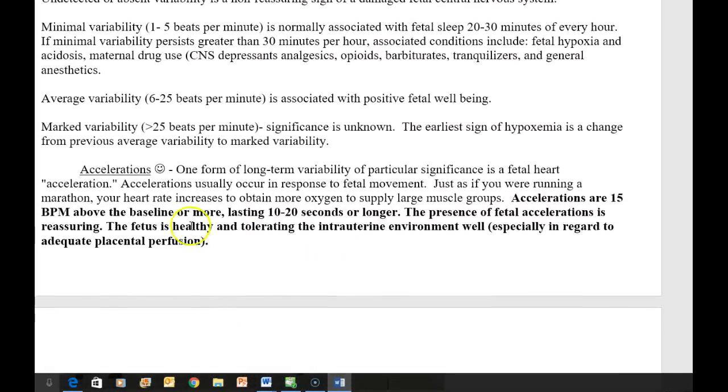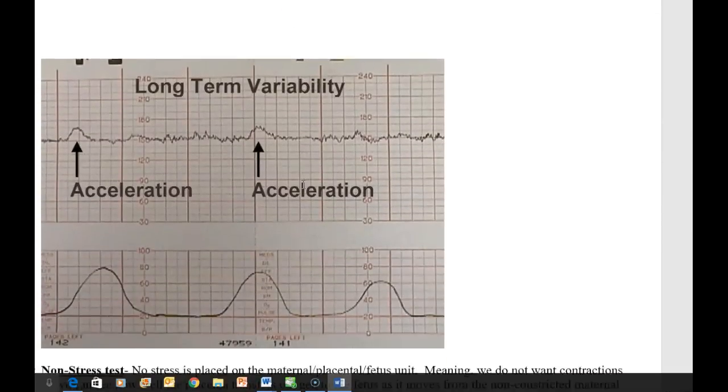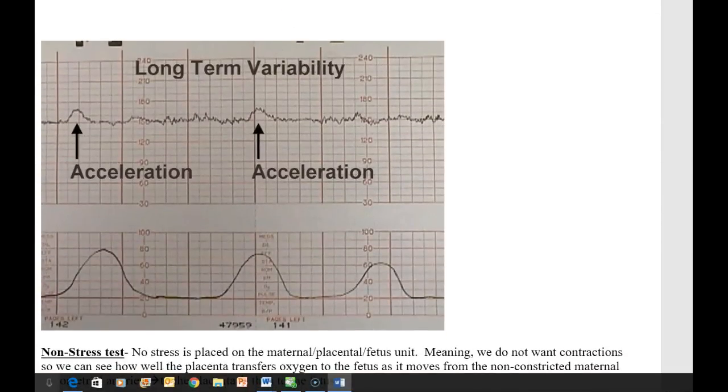So the next thing I want to talk to you about is an acceleration. An acceleration is a form of long-term variability of particular significance in the fetal heart tracing. And this is what it looks like. So remember, long-term variability is 6 to 25 beats above the baseline. So we can see on this particular tracing that 150 is the baseline, and we can see the heart rate go up 20 beats on this one, and we can see the heartbeat on this one go up about 15 to 20 beats. And these are called accelerations.